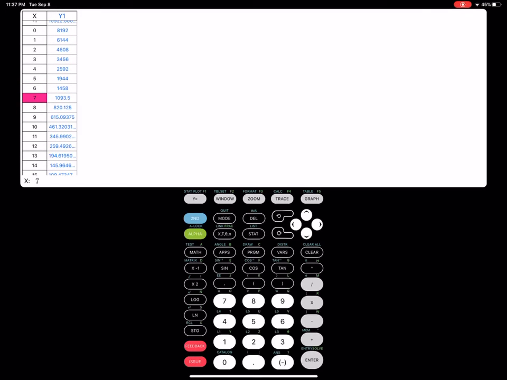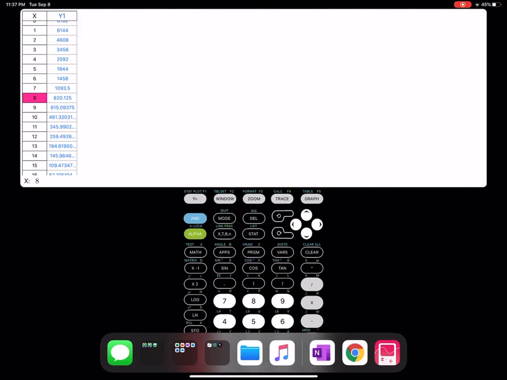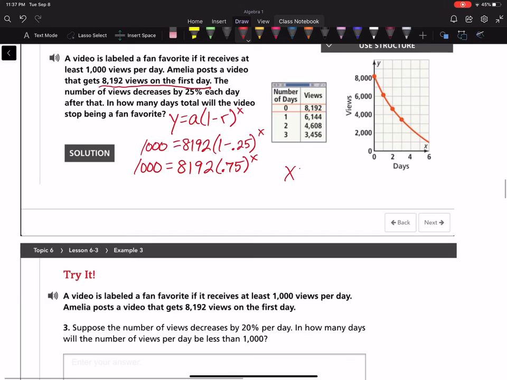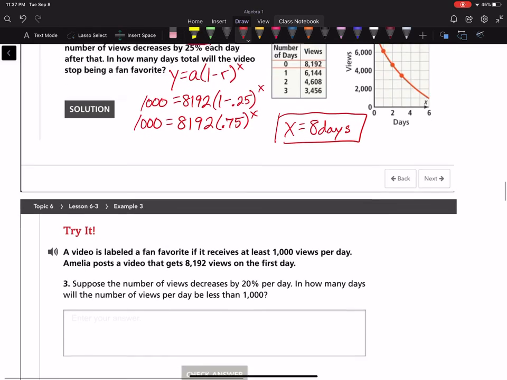So it looks like at 7, it's 1,093.5, and then at 8, it's 820.125. So my answer to that one would be about 8 days. Okay, when it gets to about 8 days, you're going to be below 1,000, and you won't be a fan favorite anymore. So x would be about 8 days before it's not a fan favorite. And again, that is an estimate, okay? That is not an exact number.